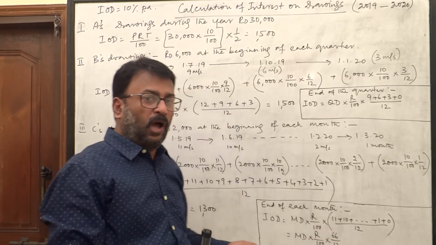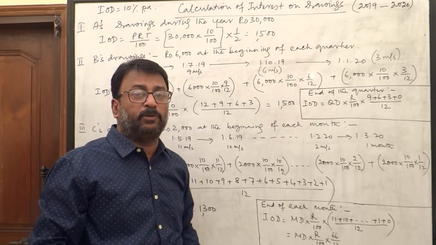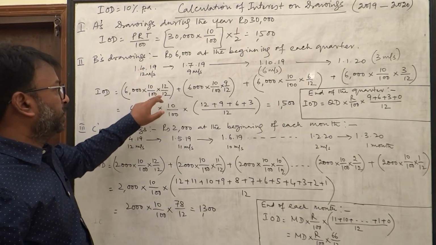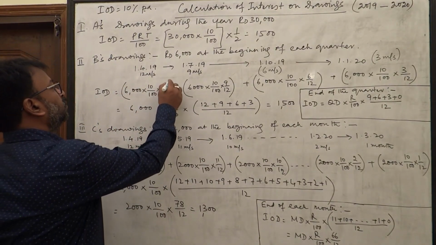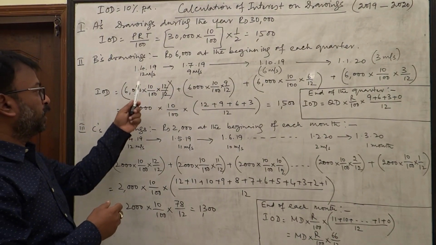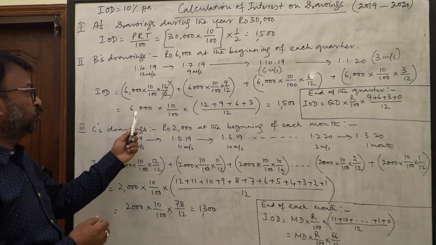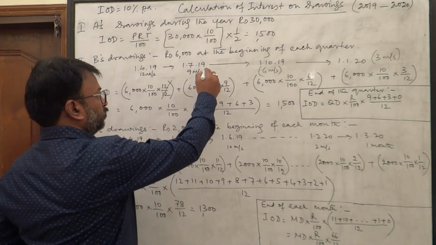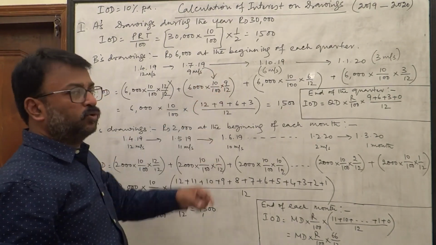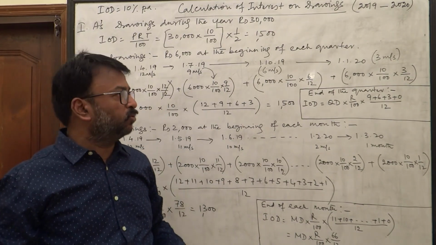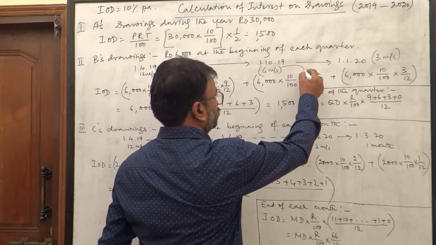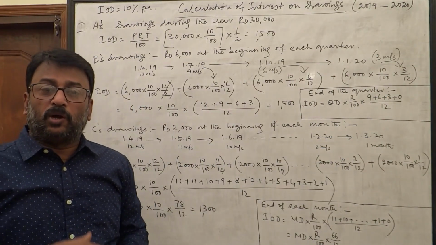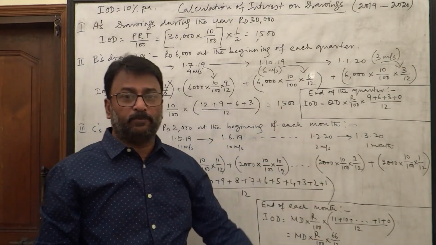So in this case, how can it be done? The calculation can be shortened. First, on 6,000 I calculated for 1 year: 6000 into 10 by 100 into 12 by 12, which is 1. Then 6000 into 10 by 100 into 9 by 12, because 9 months interest is calculated. Here it is 6 months interest, so 6 by 12. Here it is 3 months interest, so 3 by 12. You have to calculate interest four different times.